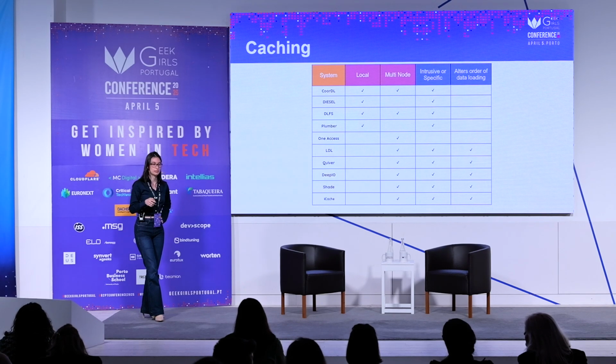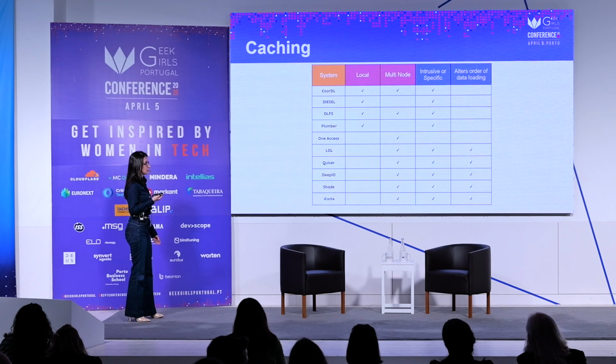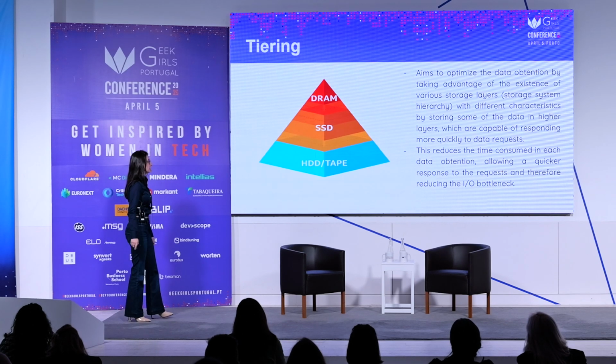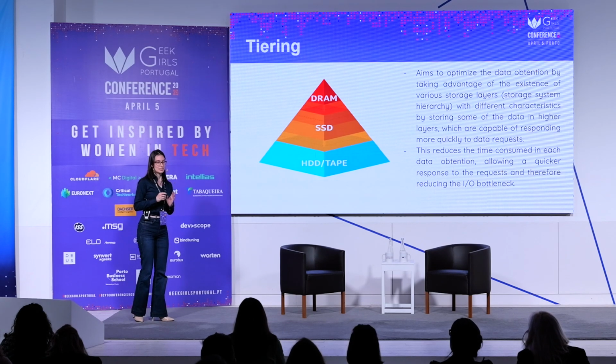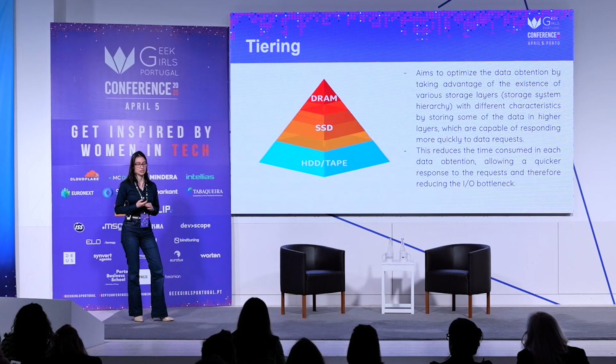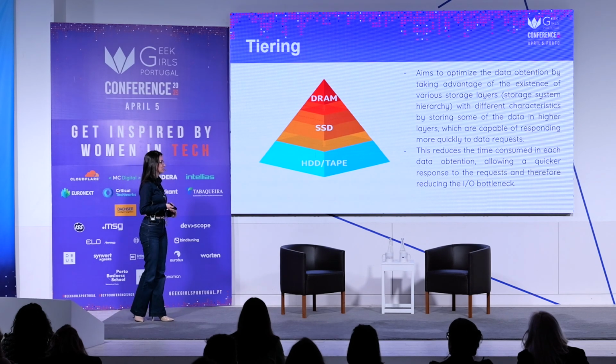And based on that, they will cache certain pieces of data that they deemed more impactful in a positive manner and give them more often. The last optimization that I'm going to talk about today is tiering. Tiering fully focuses on optimizing and taking advantage of the hierarchy of the storage system.